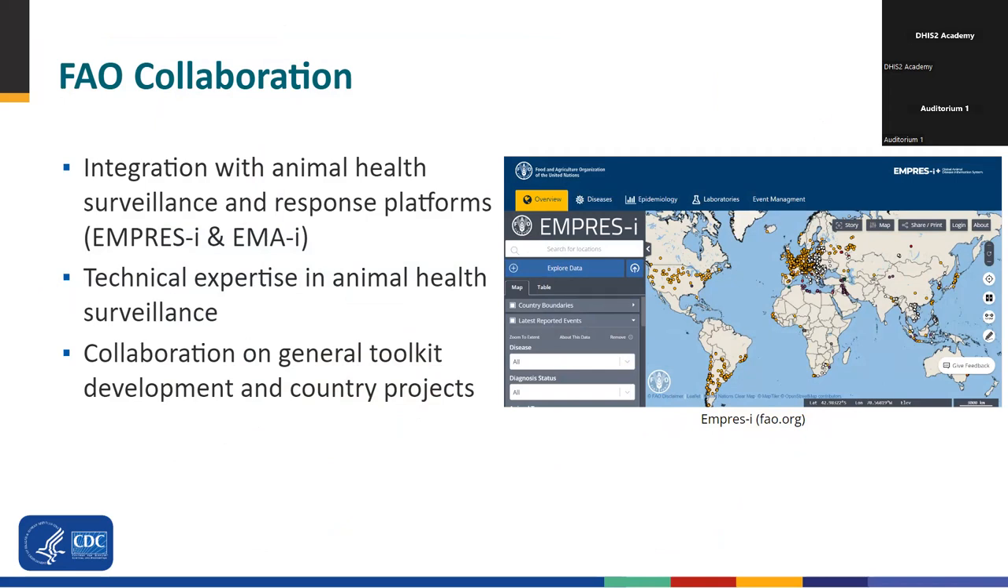which is in a lot of other organizations, they have national surveillance systems and national databases that are owned by the country. So you don't see necessarily a lot of these little dots and events on this map because it's not necessarily required to be reported up to their international landing page, but they do own their data at the national level. And that's where really this intervention would take place. And we're also collaborating with them on the general toolkit and country projects that I'll be talking about in a little bit. And of course, they have the technical expertise in the animal health sector. And so that is why, again, it's crucial that they're involved in this project.